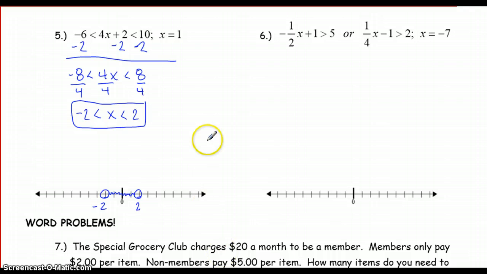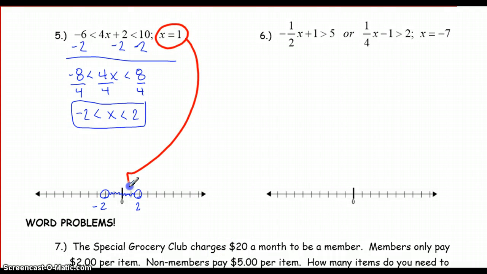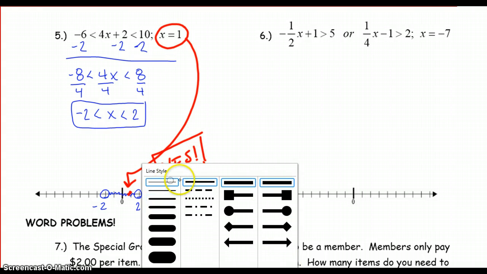Now we can check our value to see if it's a solution. X equals 1. If I look at where it is on my graph, it is in the shaded region, so I can say that yes, x equals 1 is a solution. All right, let's go ahead on to the next problem.